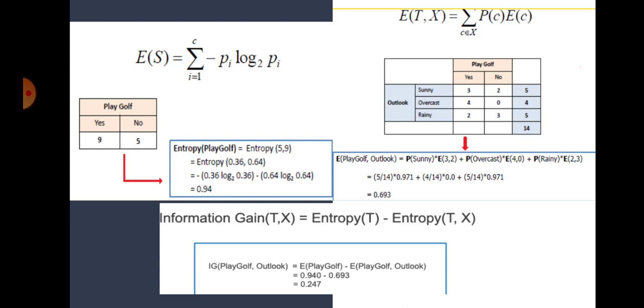So the probability of yes is 9/14, log 2 9/14. Similarly for no it's 5/14, log 2 5/14. When you calculate all these, you will get the answer 0.94, and this is the entropy of S. S means play golf.